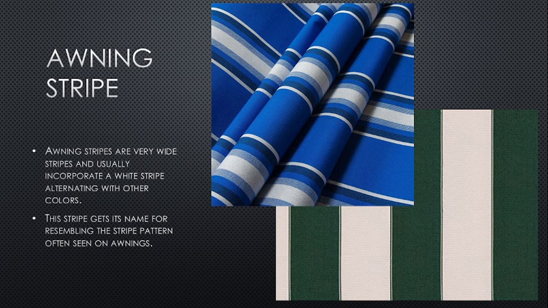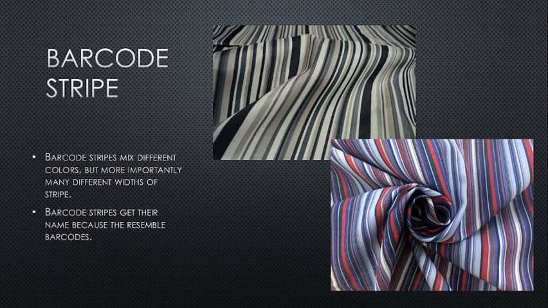The awning stripe. Awning stripes are very wide stripes and usually incorporate a white stripe alternating with other colors. This stripe gets its name because it resembles the stripe patterning often seen on awnings. Barcode stripes. Barcode stripes mix different colors, but more importantly, many different widths of stripe. Barcode stripes get their name because they resemble barcodes.